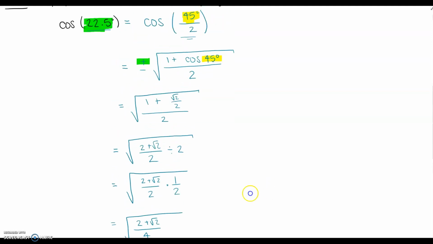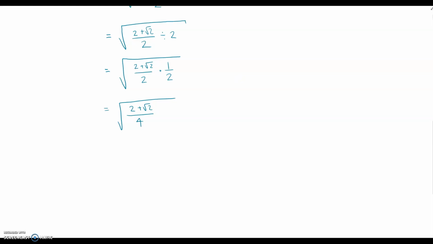And then technically the square root is in the numerator and denominator. I'll show an extra line of work.